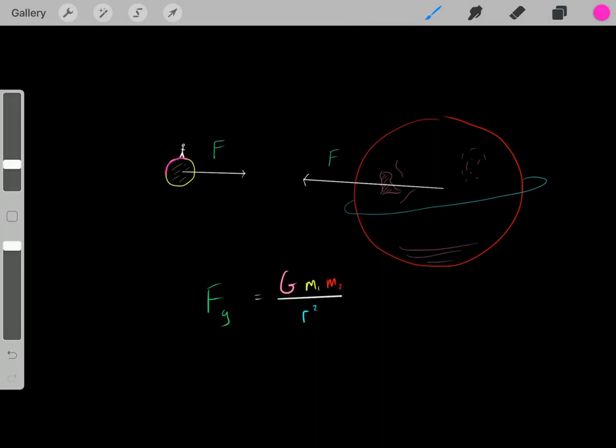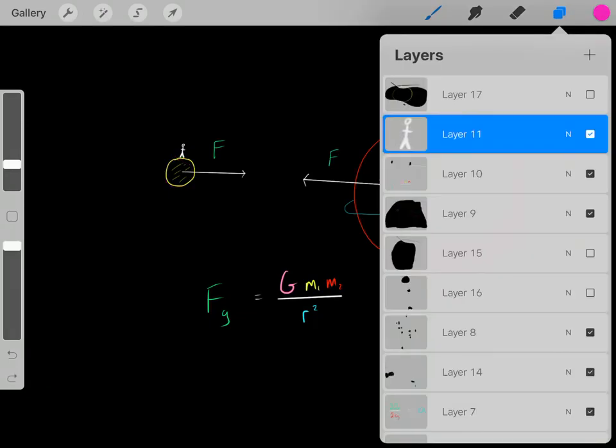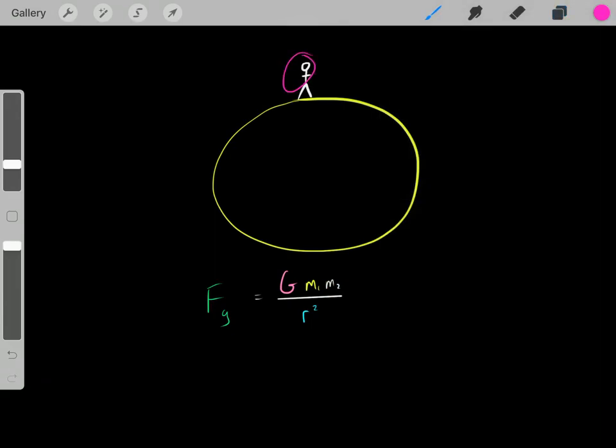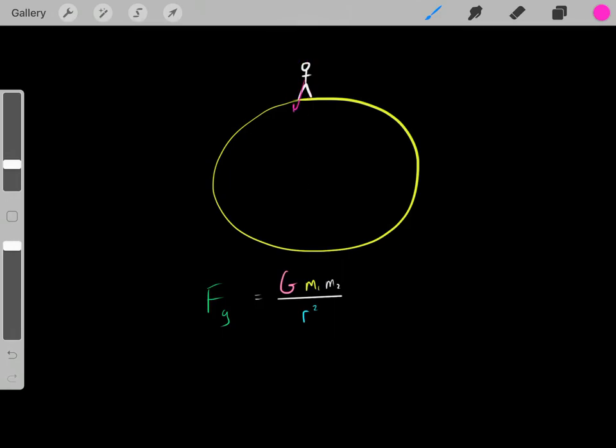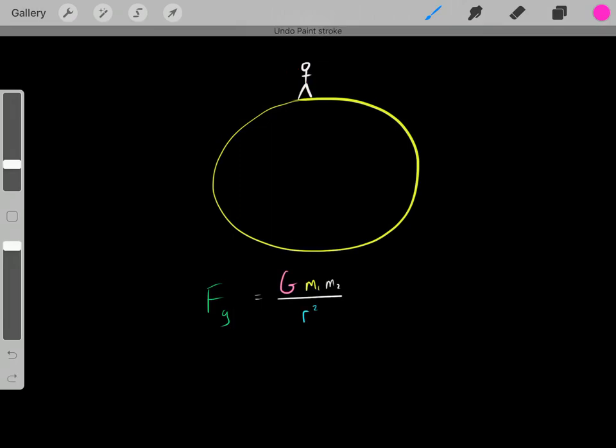For example, if we have this Earth with mass and this human with mass, we know they feel those attractive forces towards each other. And that force that this human feels towards the Earth, that's the force of gravity. And that's why if we jump, we fall straight down towards the Earth, because of that force of gravity.